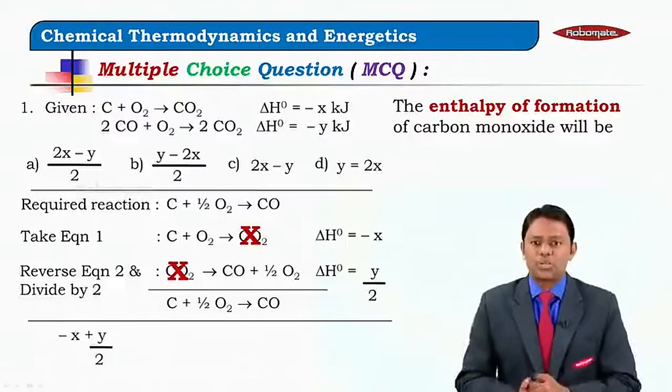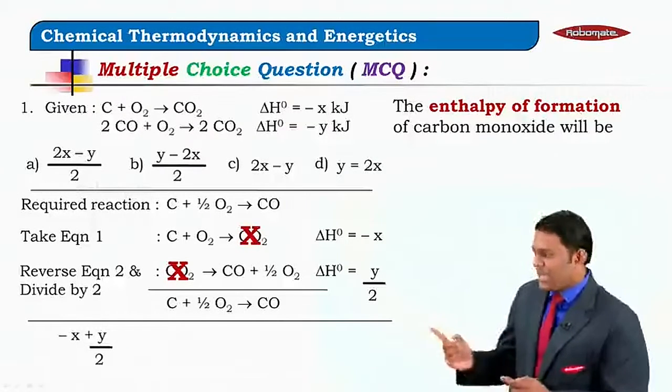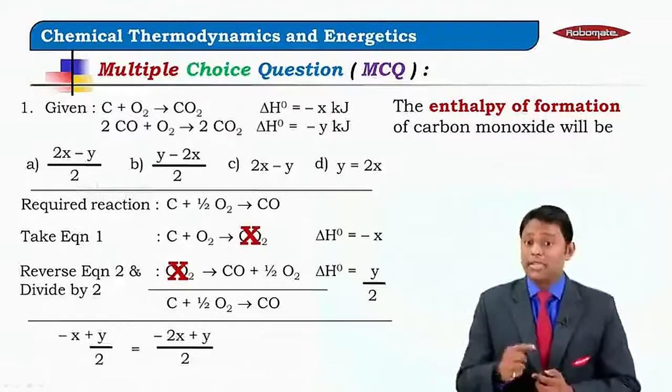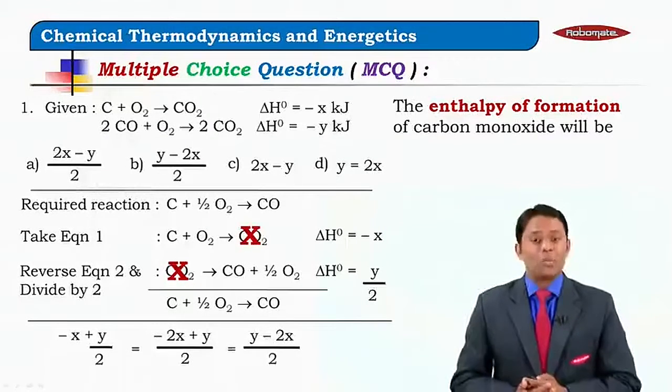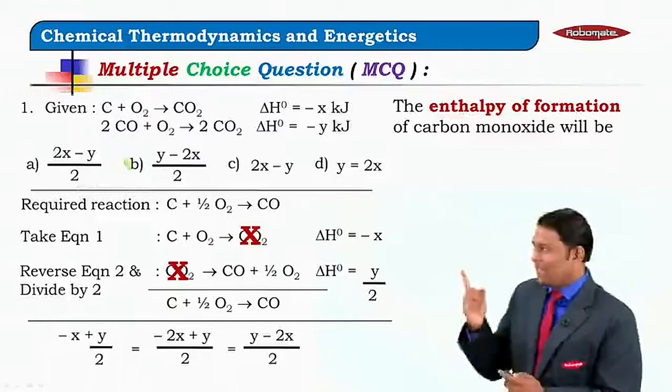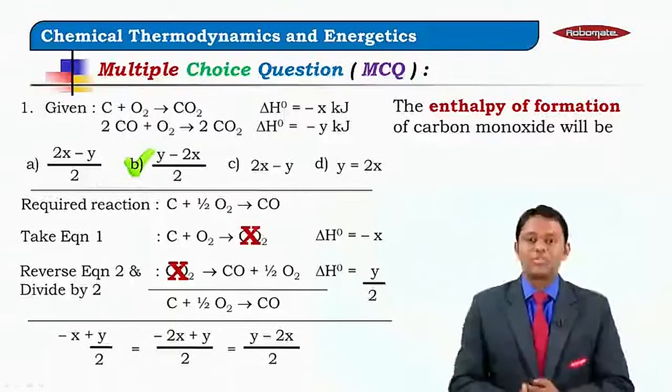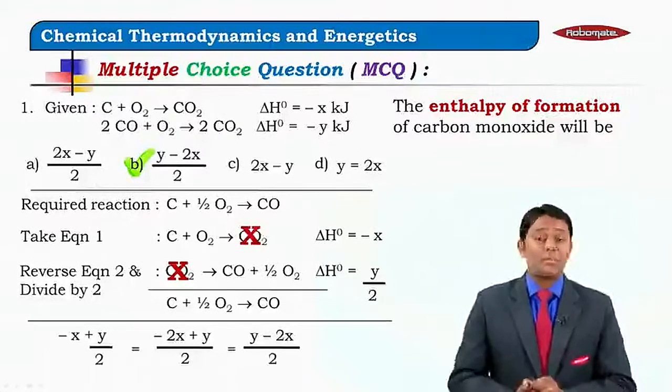But there is no option with respect to that. So if we take the LCM, the value will be minus 2X plus Y by 2. Rearranging the terms, we get the answer as Y minus 2X by 2, and that is the correct option, that is option B. This is how the sum has to be solved.